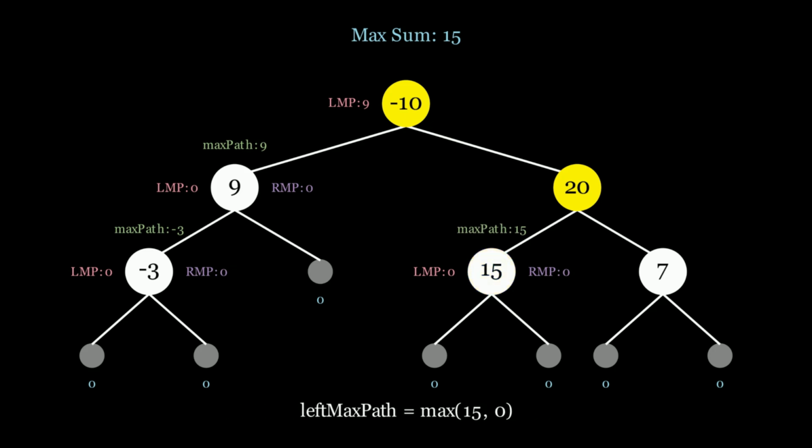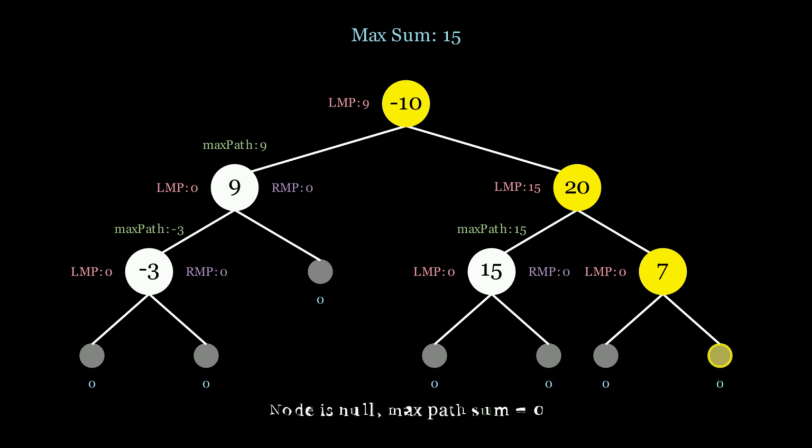The left max path sum is the maximum between 15 and 0. In this case, let's take 15. It's beneficial for us to take 15. Now we calculate the right max path. So we go to node 7, and then at node 7, we calculate the left and right max paths. So this is going to be 0 on each side. Let's just fill that in over there. So we did the left. Now we're going to do the right.